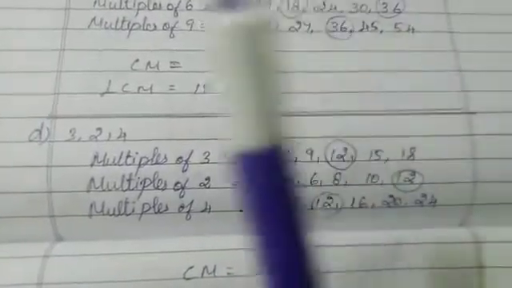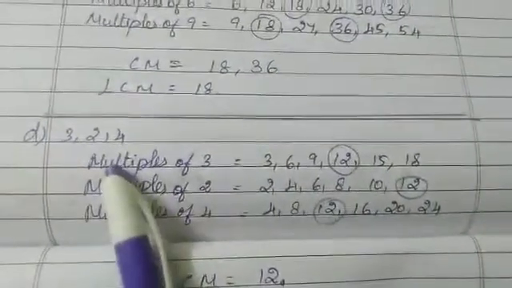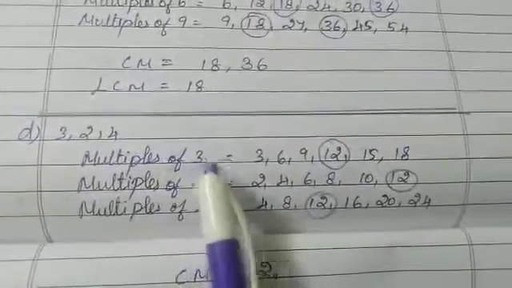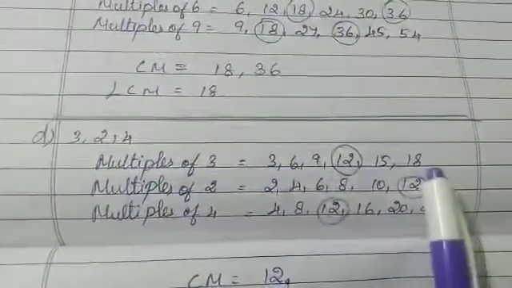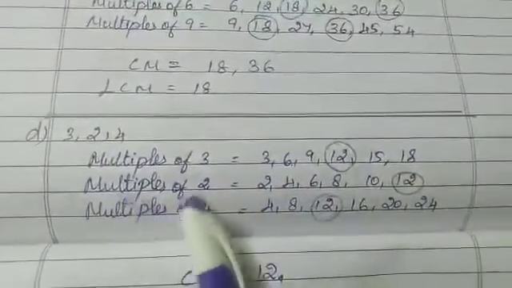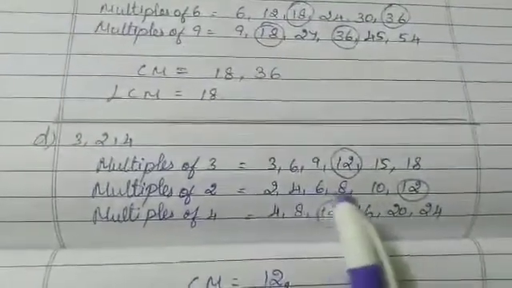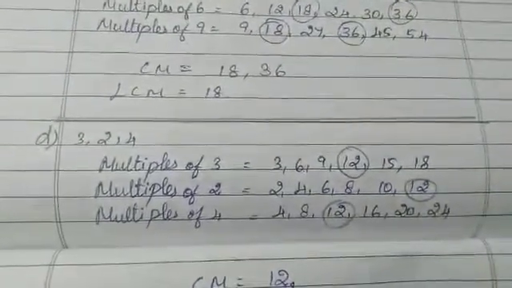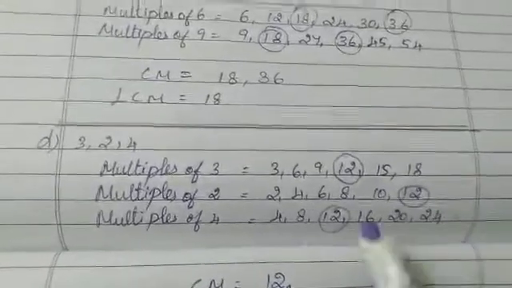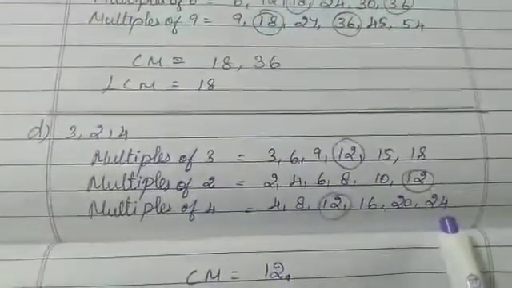So that's all. See next sum. Here they have given three numbers. So as usual, multiples of 3. So 3 table you just write up to 6 times. Then multiples of 2. Write the 2 tables up to 6. Multiples of 4. So 4 tables, write up to 6 times.